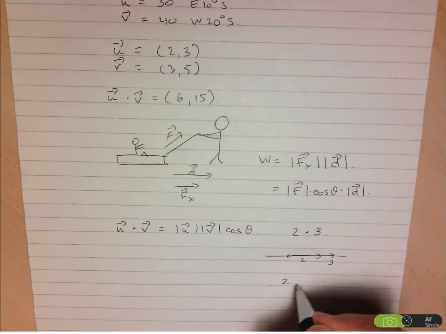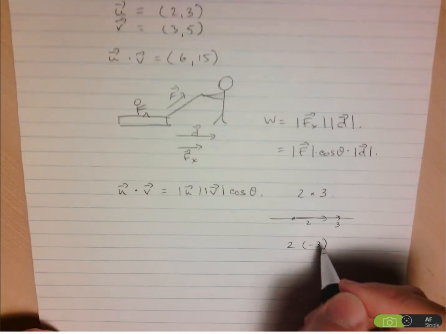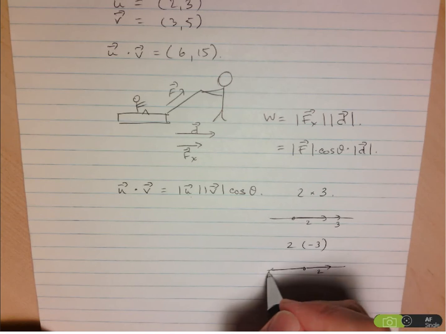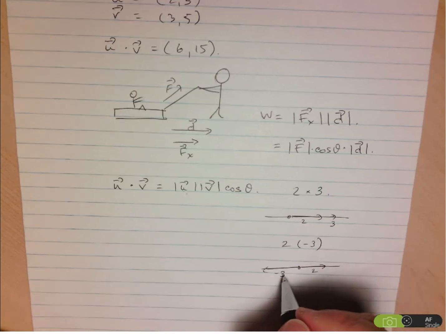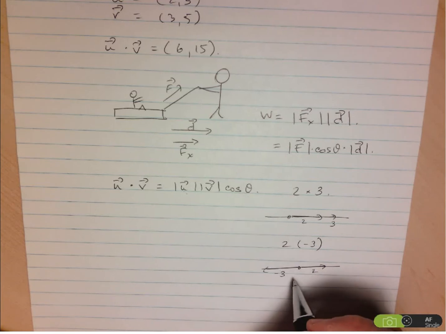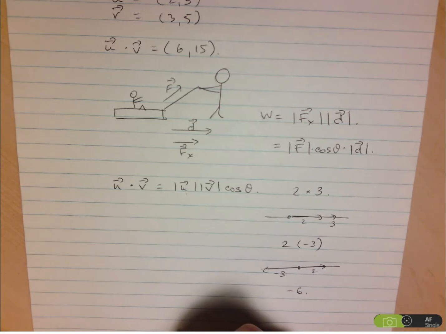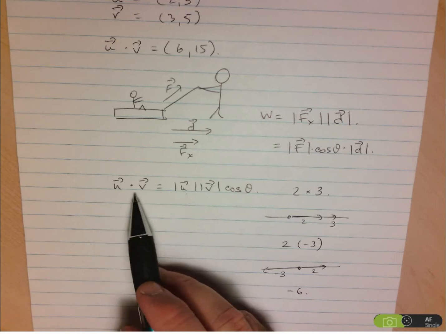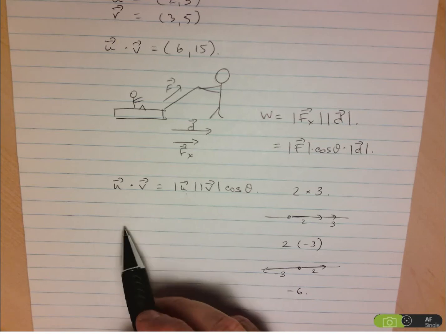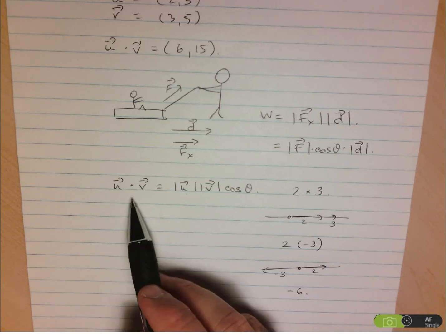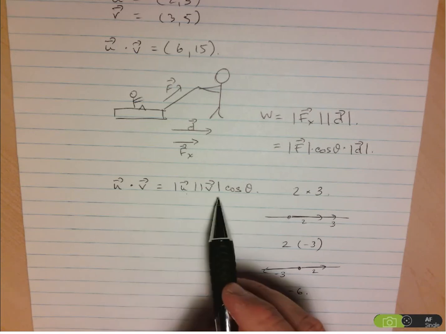Now, if one of them is actually negative, so I've got the vector 2 times the vector negative 3, well, the magnitudes, 2 times 3 is 6, and because the angle between them is now 180 degrees, and cos of 180 is -1, this produces -6. So that's something very nice about this definition of the product of vectors, because in one dimension it just becomes regular multiplication.